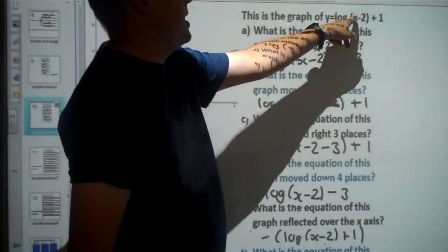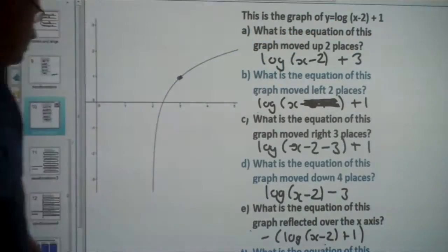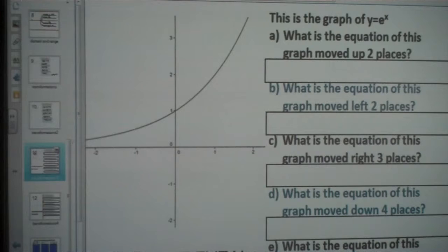For the second one, reflected over the y-axis, that means we replace x by negative x, so it would just be the log of negative x minus 2 plus 1. So quite a simple one for that one.